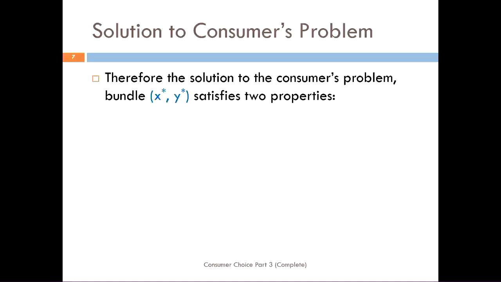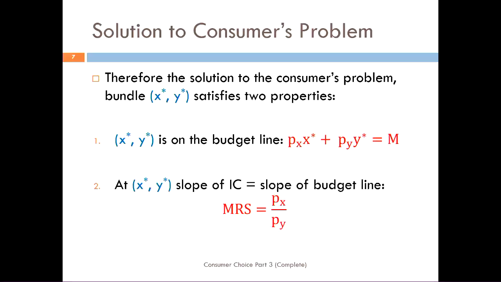All right, so the solution to the consumer's problem. As I said, there are 2 properties that need to be satisfied. Right? X star, Y star is a solution to the consumer's problem, that is, the most preferred affordable bundle, if it has to be on the budget line, and the slope of the indifference curve is equal to the slope of the budget line. But remember, the negative of the slope of the indifference curve is the marginal rate of substitution. The negative slope of the budget line is the relative price, Px over Py. So our second condition is the marginal rate of substitution is equal to the relative price of X.